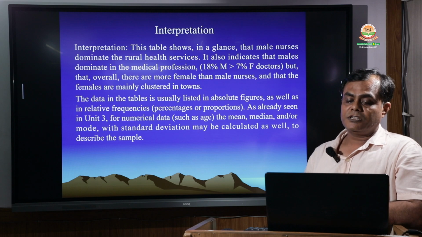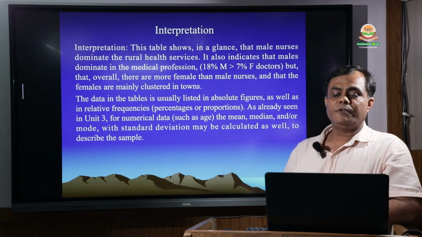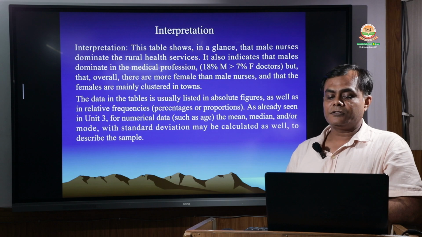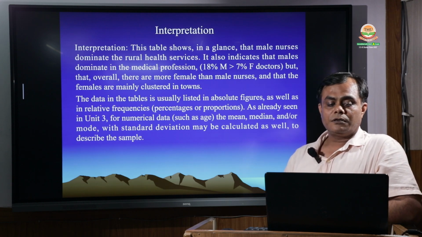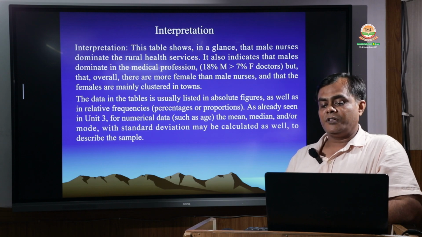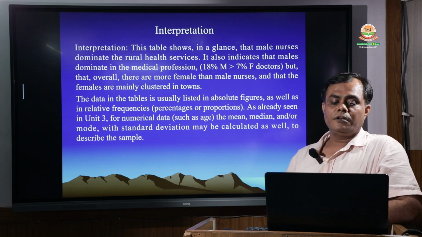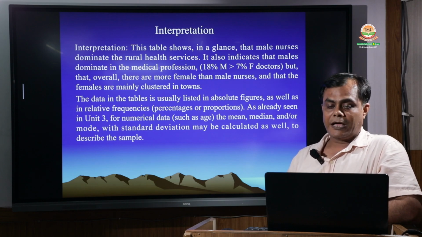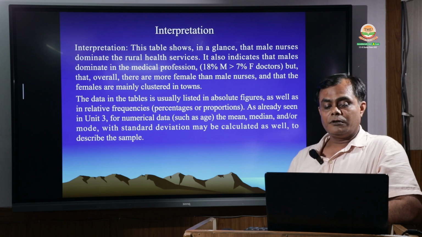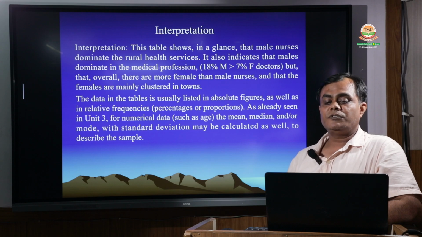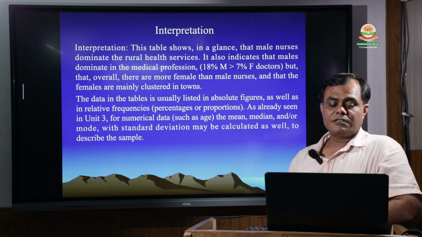Interpretation. This table shows at a glance that males dominate the rural health services. It also indicates that males dominate the medical professions, but overall there are more female nurses than male nurses, and the females are mainly clustered in town. The data in the table is usually listed in absolute figures as well as in relative frequency, percentage or proportion, as already seen in unit 3. For numerical data, the mean, median and mode with the standard deviation may be calculated as well as described in the sample.